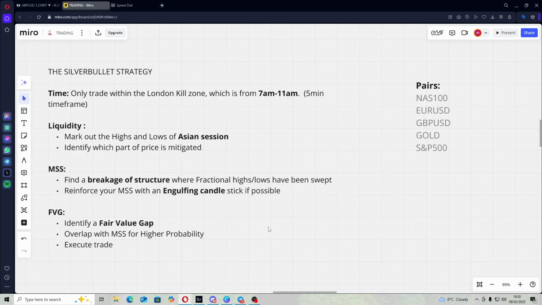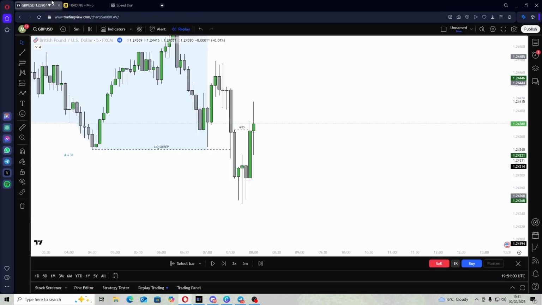So what we need to do next is very, very simple. We need to identify a fair value gap and we can overlap this with a market structure shift for an even higher probability, which is the thing that reaches the 92% win rates, right? So we need to identify a fair value gap, which is so easy.